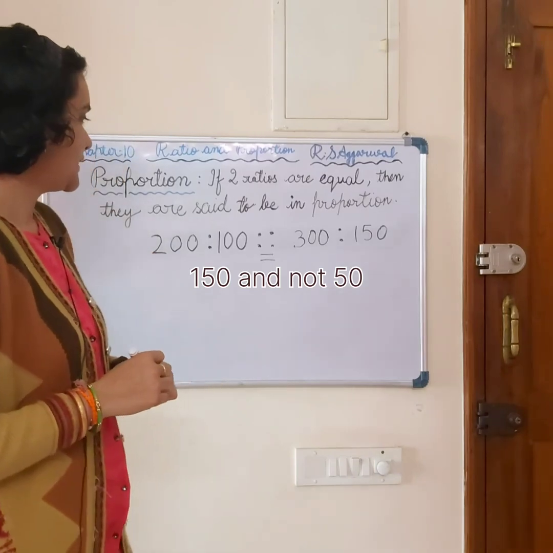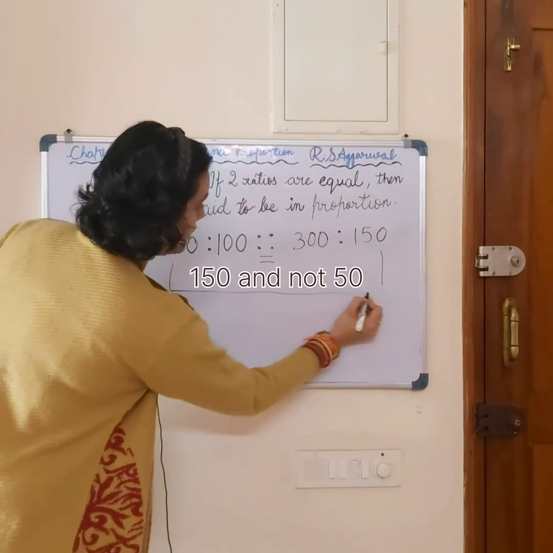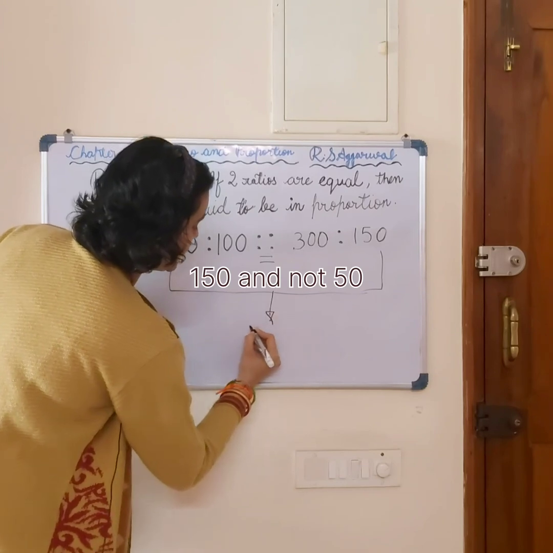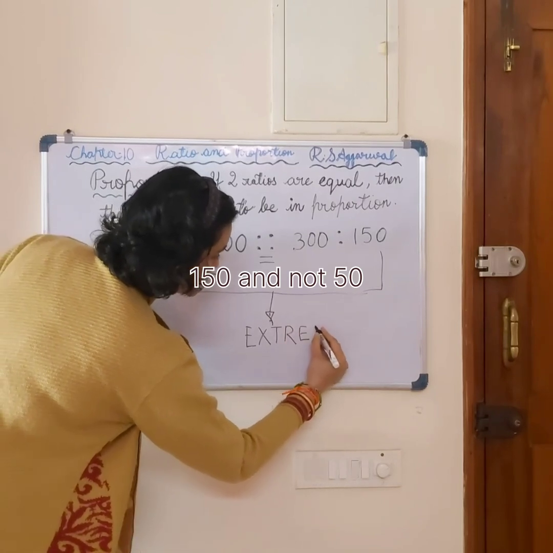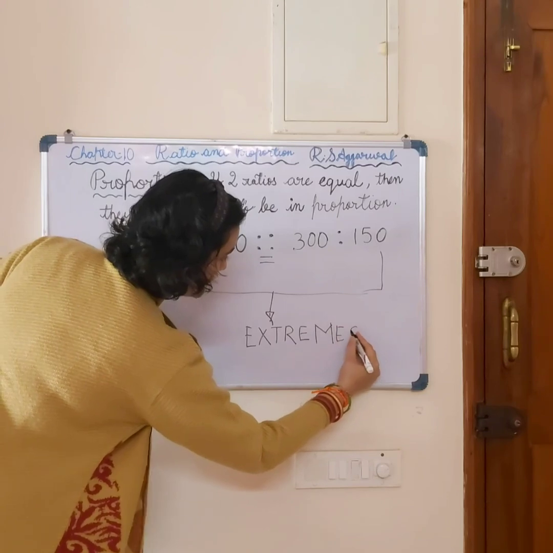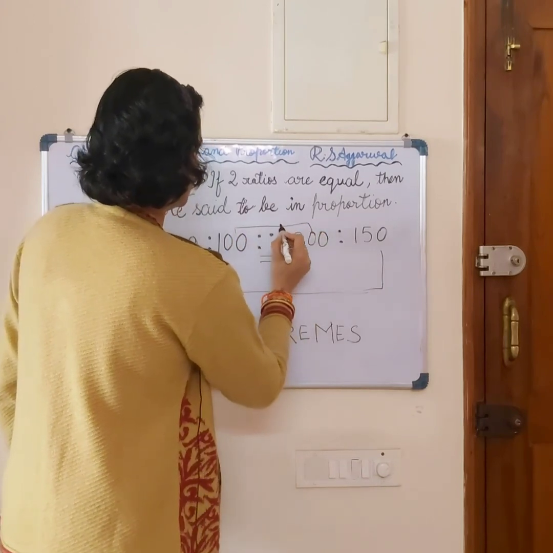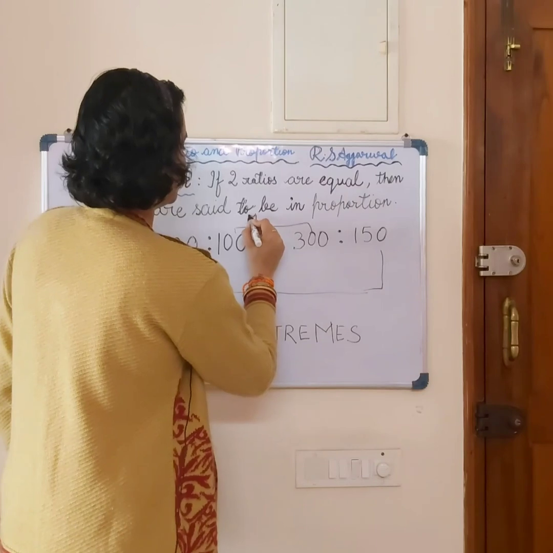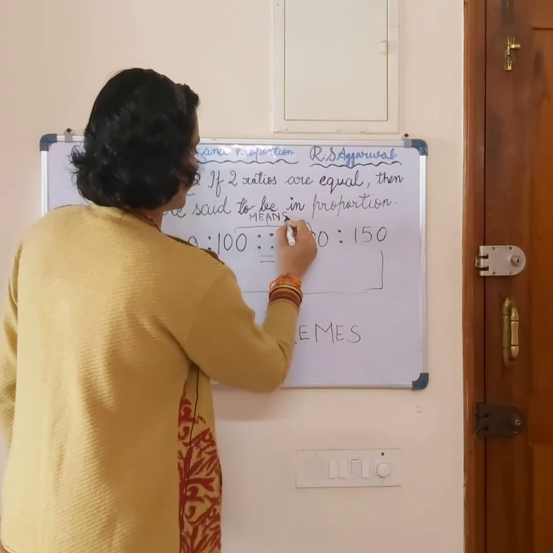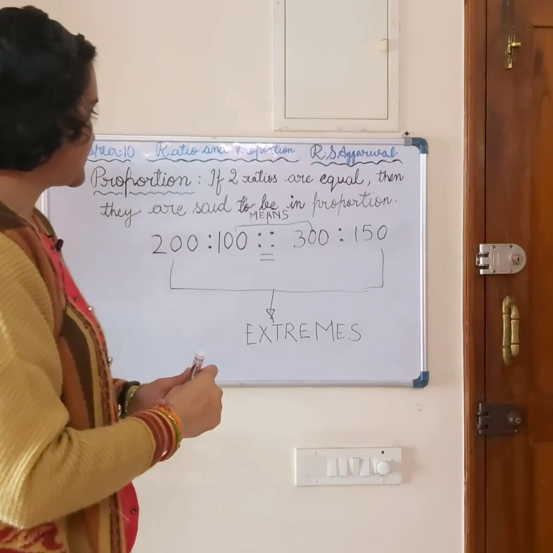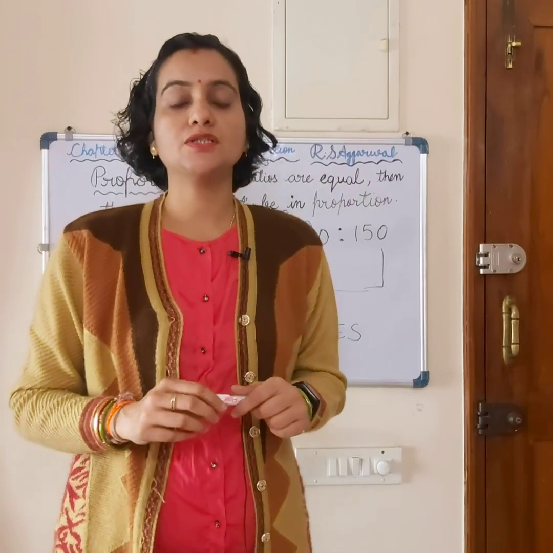All right. So now we will understand what these two outside numbers are called. These two outside numbers are called extremes. These are called extremes because they are outside. So very easy to remember. ये बाहर के नंबर्स को हम लोग कहते हैं एक्सट्रीम, और बीच में जो नंबर रह गए इनको कहते हैं मीन्स. All right. So now we will understand what is the relationship between extremes and means. There is a relationship in this proportion.